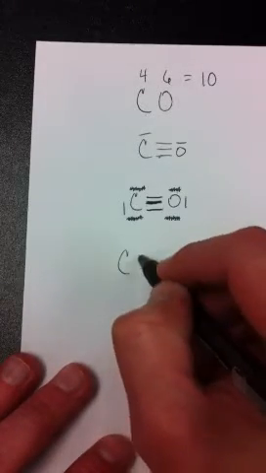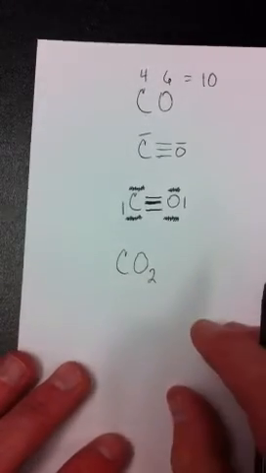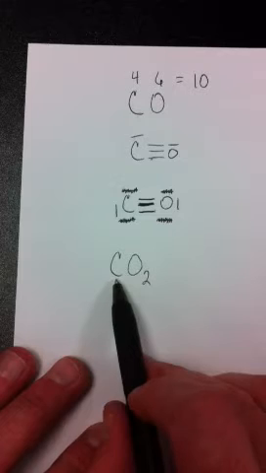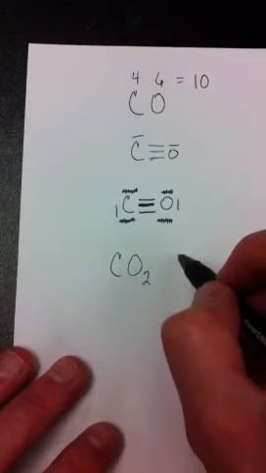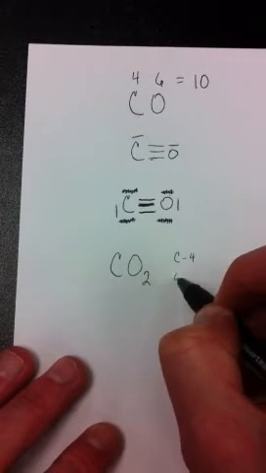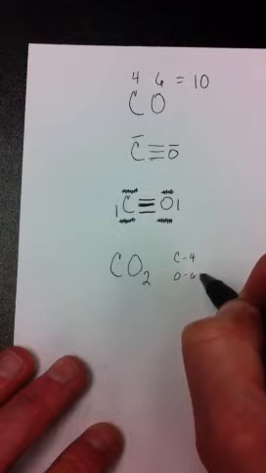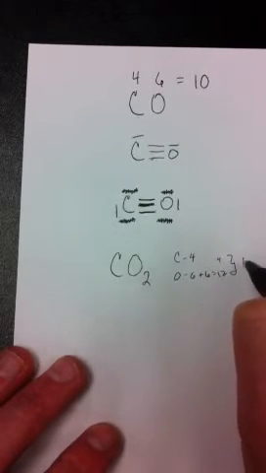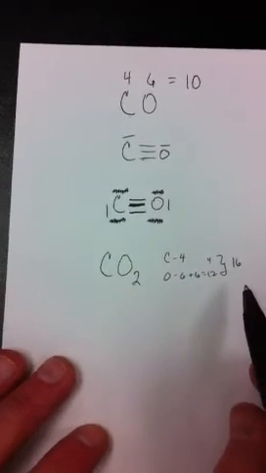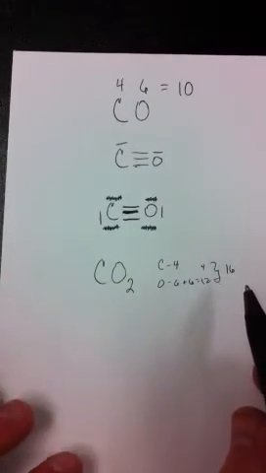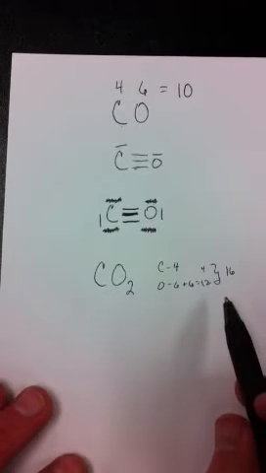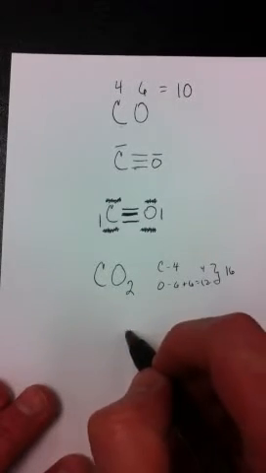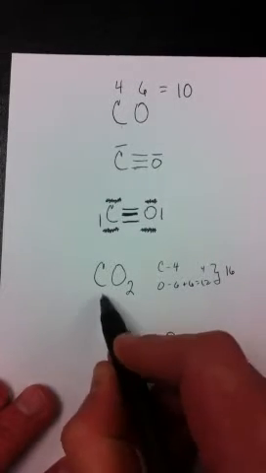Let's try another one. Carbon dioxide. There's one carbon, there's 2 oxygens. The one carbon gives us 4. Each oxygen has 6, but there's 2 of them. So we're going to have to show a total of 16 valence electrons when we are finished, not when we're starting out. So we're going to put carbon in the middle because it's the one atom.